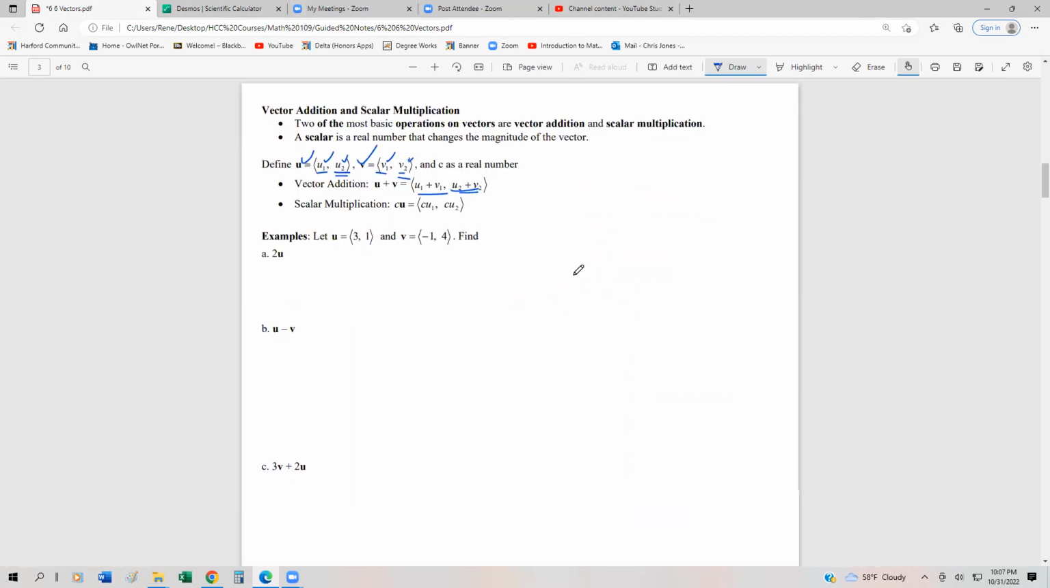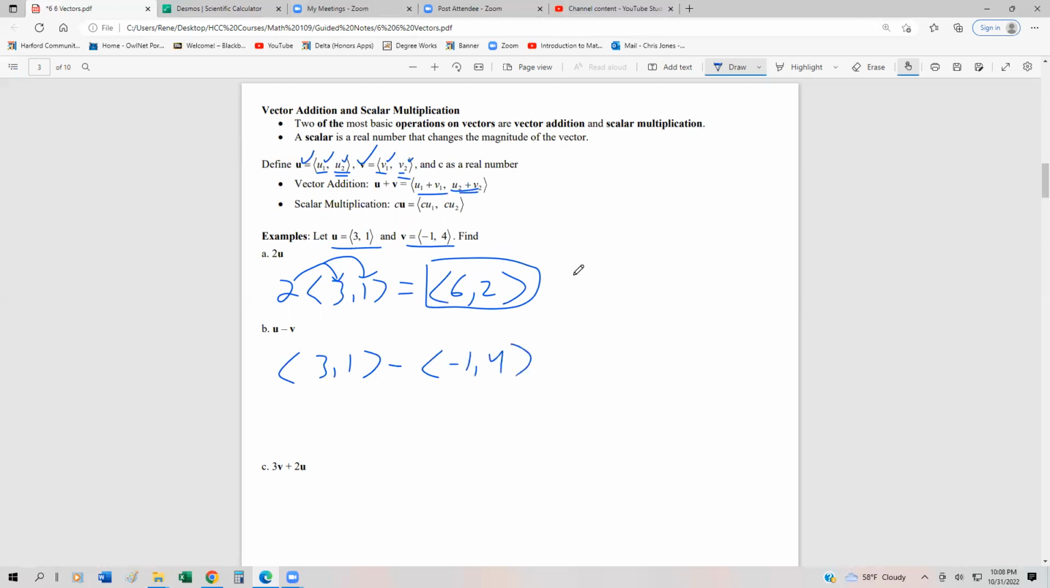All right, so let me show you how easy this is. If I have that u is 3, 1 and v is negative 1, 4, 2u is going to be 2 times 3 comma 1, which is going to be 6 comma 2. Okay, so that's by distributing this through. So that's literally how easy it is. Okay. u minus v is going to be 3 comma 1 minus negative 1 comma 4. So just taking u minus v. So 3 minus a negative 1 is 4. 1 minus 4 is negative 3. And that's all we have to do with it. Okay, so nice and easy.